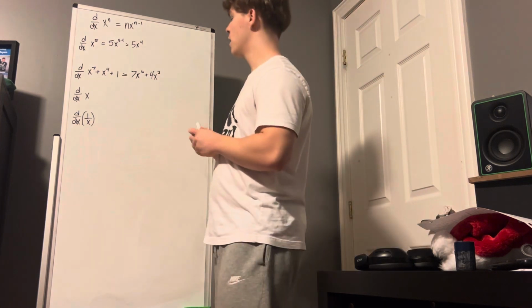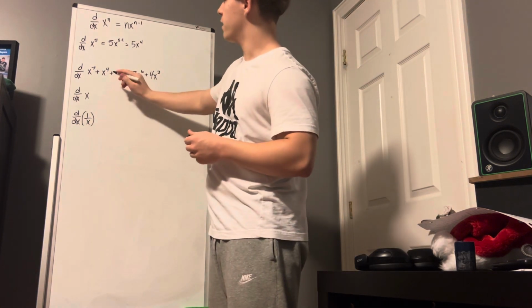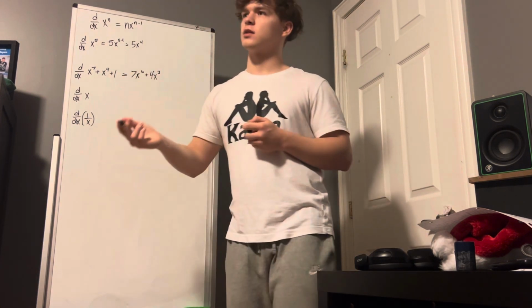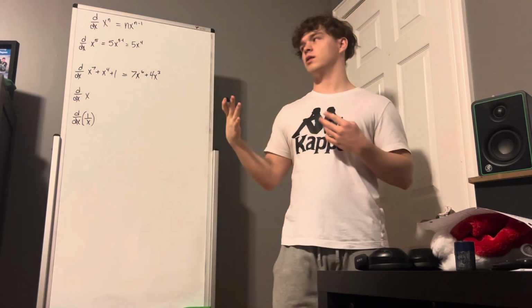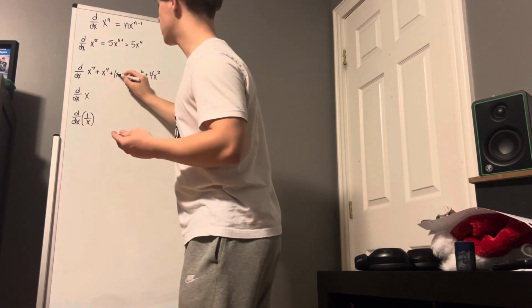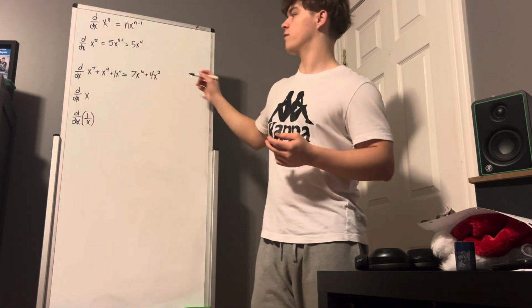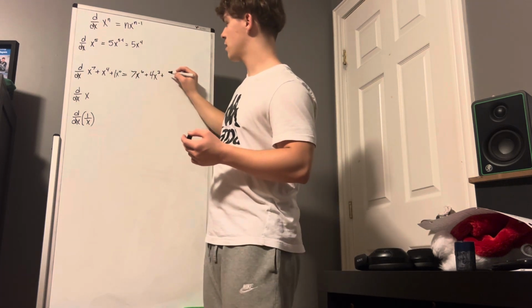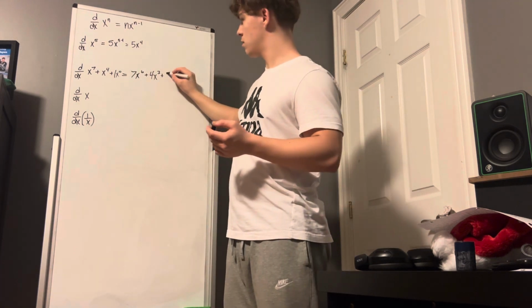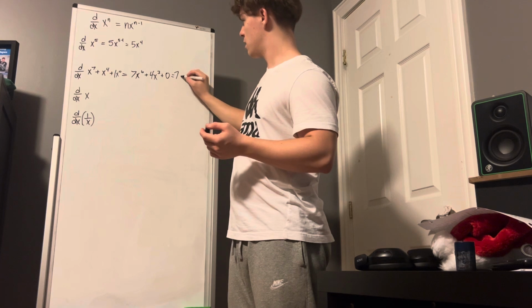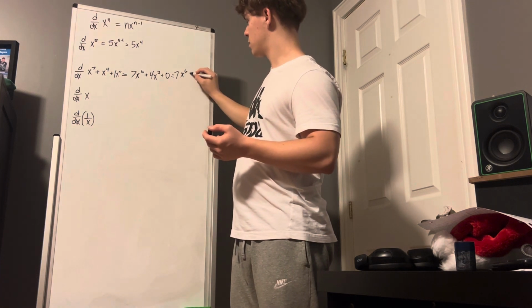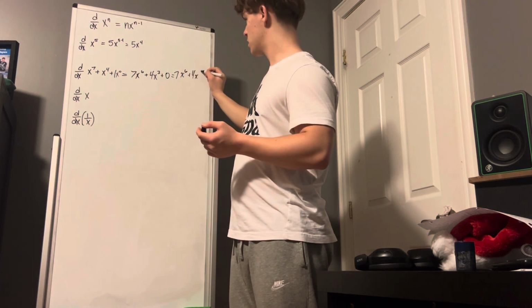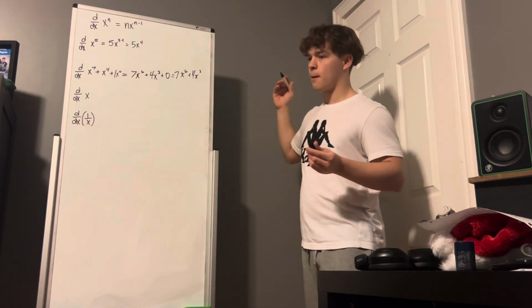Well, we can write this constant, let's rewrite it as 1. Remember that any number to the 0 is just 1. So this is 1 times x to the 0. So if we bring this 0 in front, we get 0. So this is just 7x to the 6 plus 4x cubed. Boom.